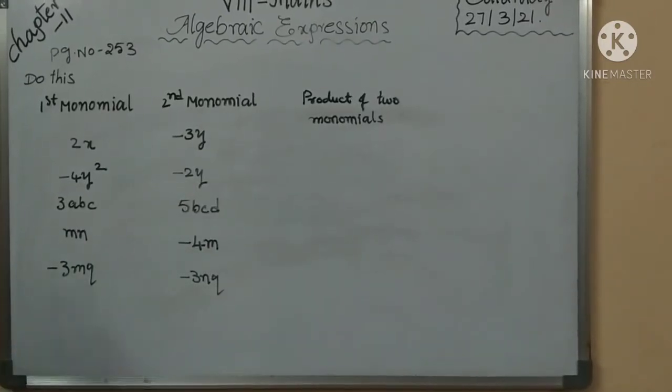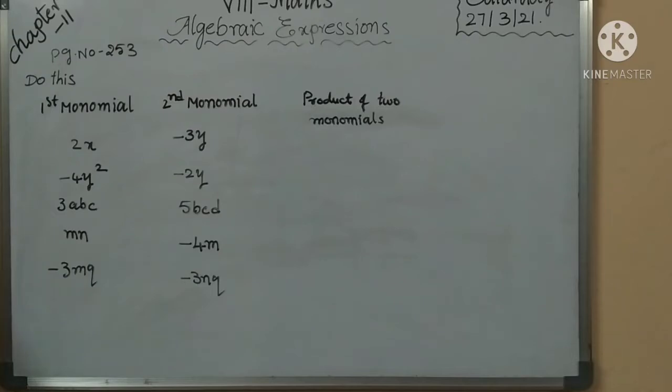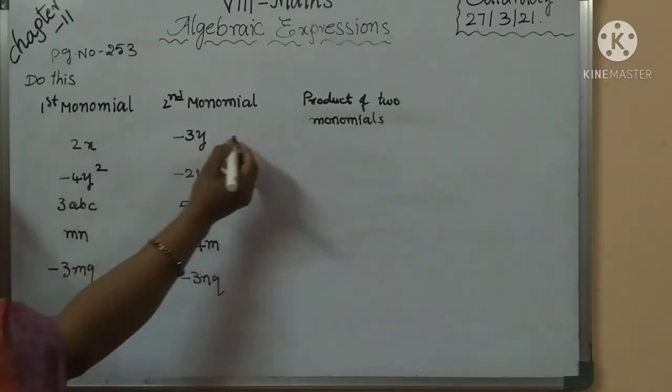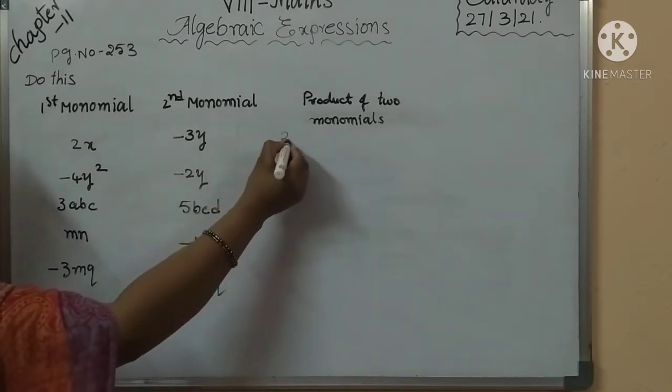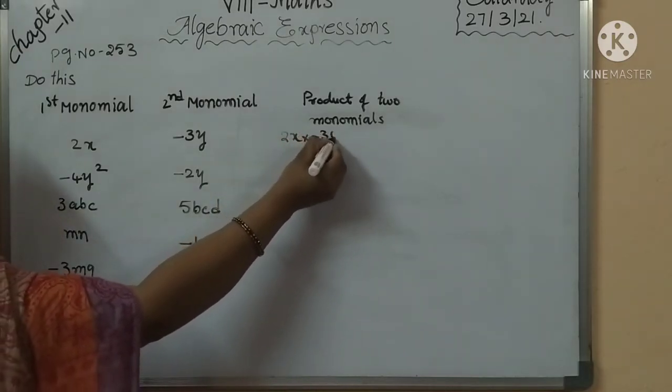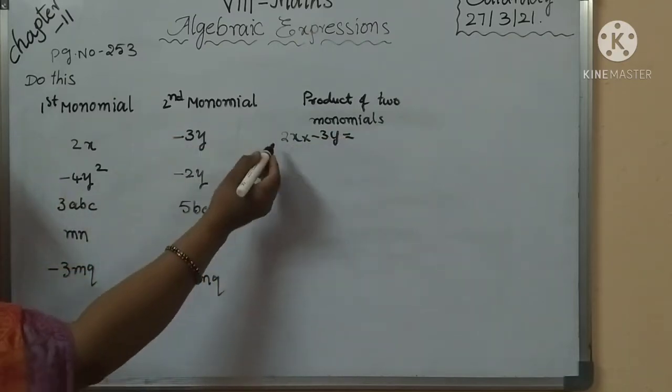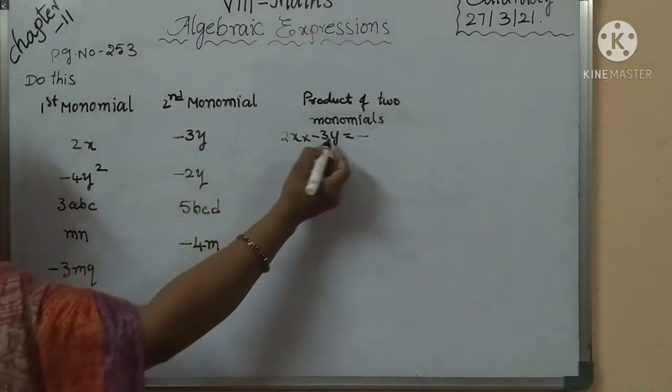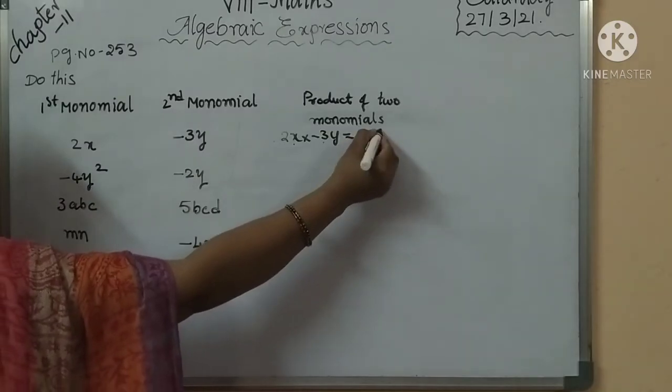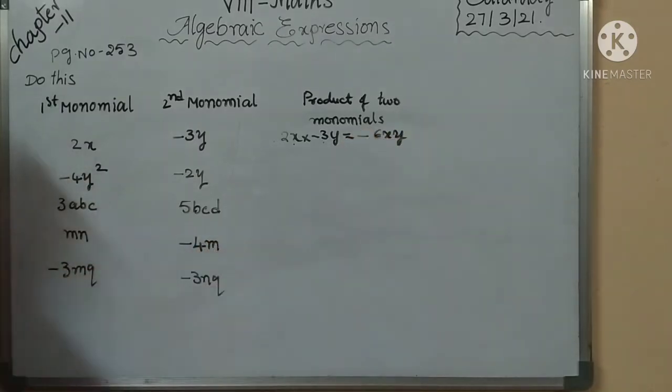Okay, next page number 253, do this. Complete the table. Here a monomial is given, the first term is a monomial and this is also a monomial. The product of two monomials. Product means multiplication. So the product of two monomials means 2x into minus 3y is equal to, plus into minus is minus, 2 3s are 6, x into y is xy, so minus 6xy. Understand, children?